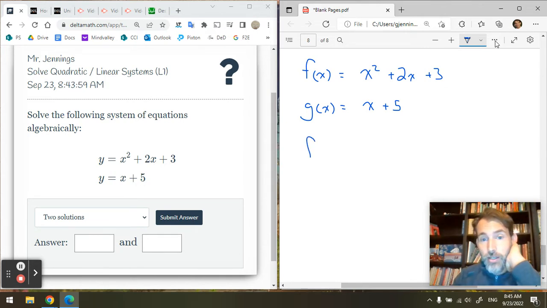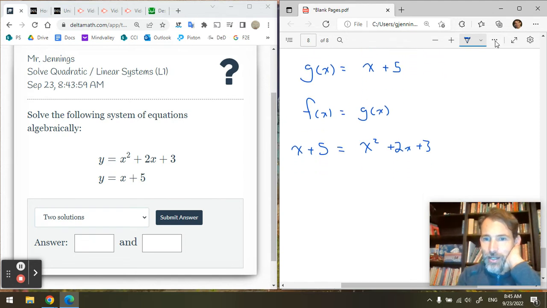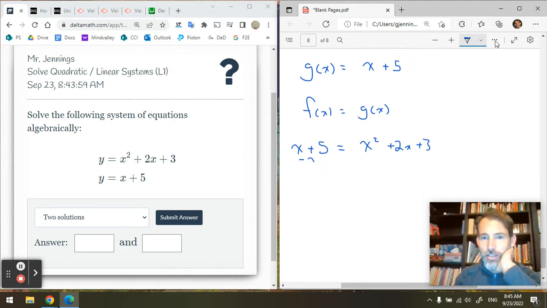We can say, when does f of x equal g of x? Kind of wish I had written that backwards. Okay, when does g of x equal f of x? So I'm saying, when does x plus 5 equal x squared plus 2x plus 3? Okay, now simplify. Subtract x from both sides. Notice I line up my inverse operation with the like term, and minus 5 from both sides.